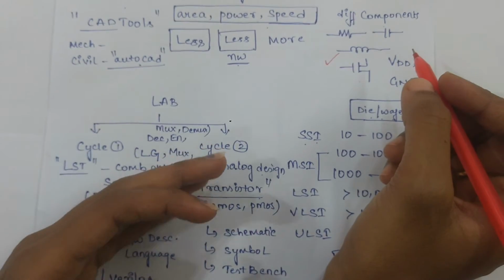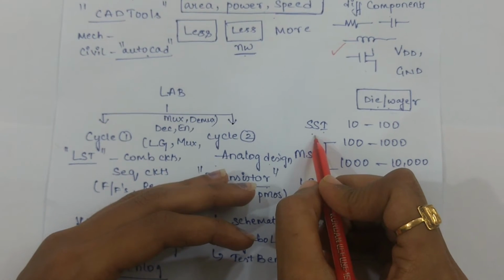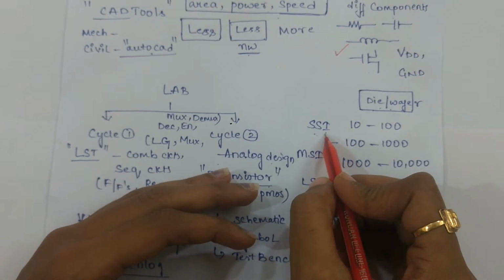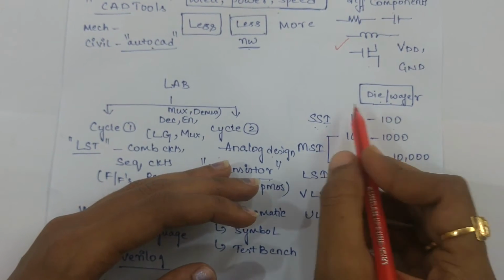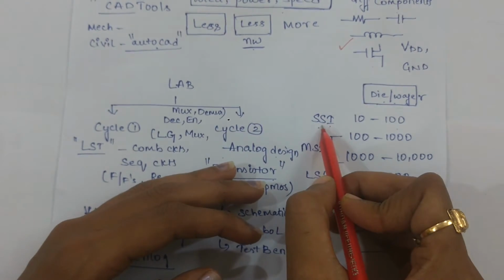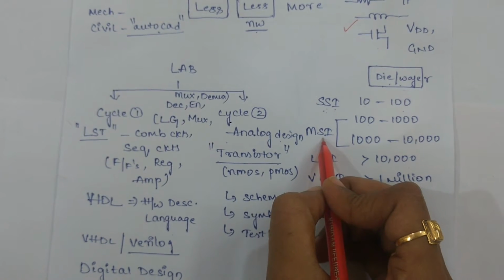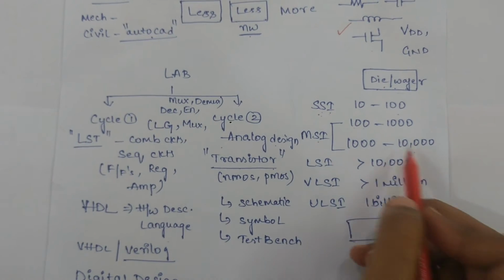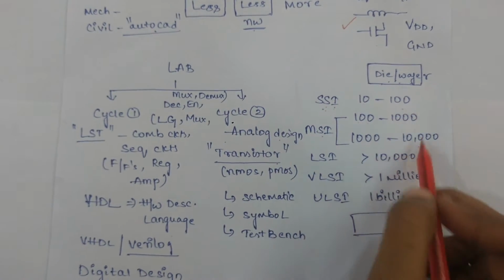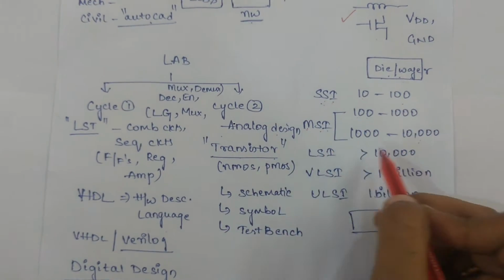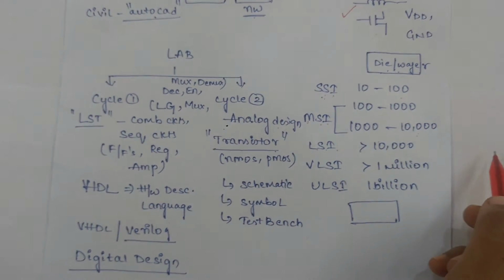Now what are the different levels of integration? The first one is SSI, small scale integration. It consists of 10 to 100 transistors on a single IC. The next one is MSI, medium scale integration. It consists of 100 to 10,000 transistors on an IC. The next one is large scale integration. It consists of more than 10,000 transistors on an IC.